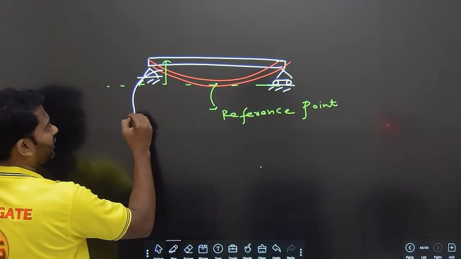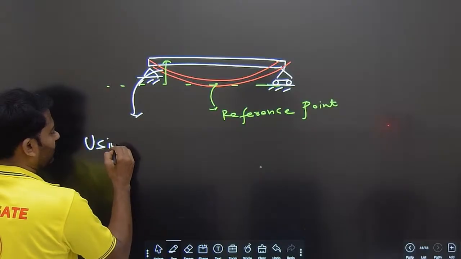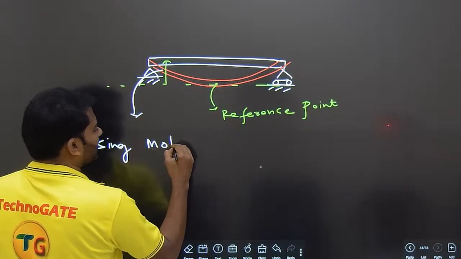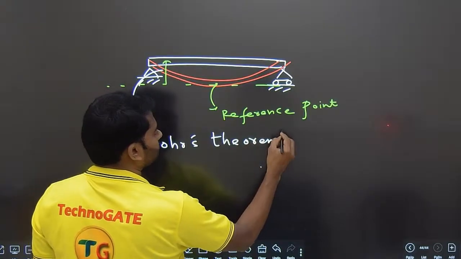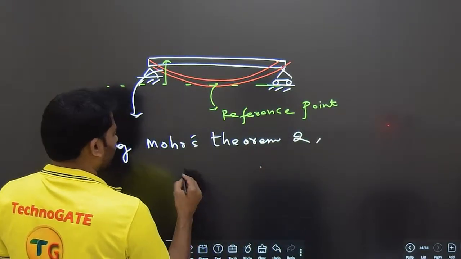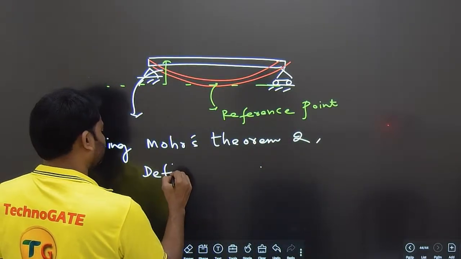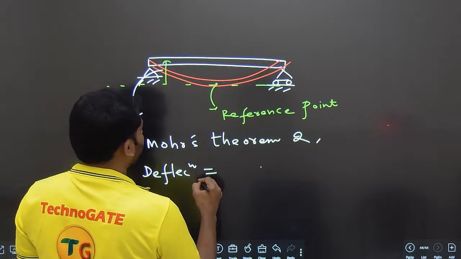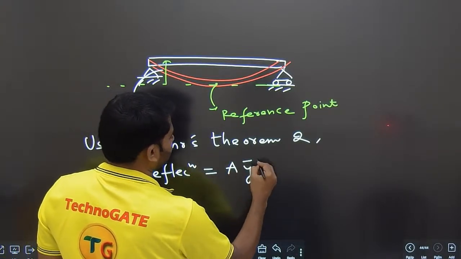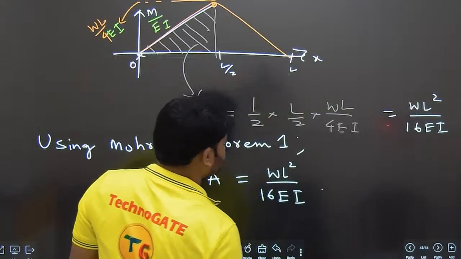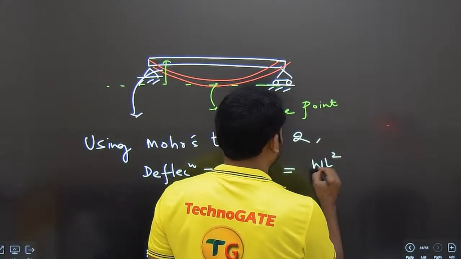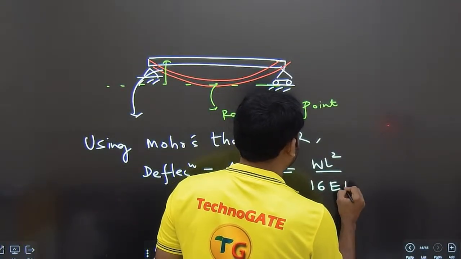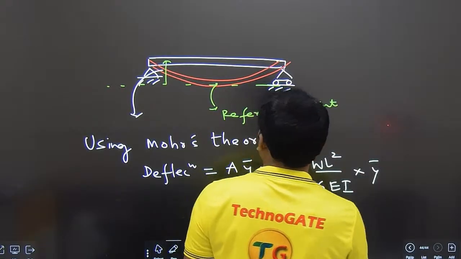So we need to get this. Okay, using Moore's theorem 2, deflection is equal to area times y bar. Area value is nothing but this, WL square by 16 EI. We need to get the value of y bar.